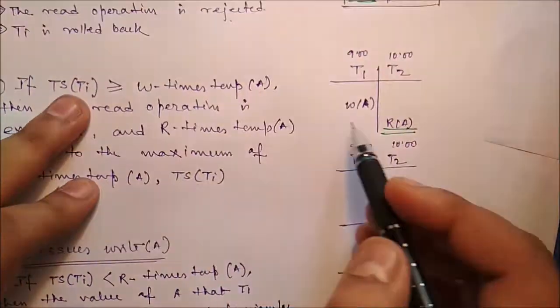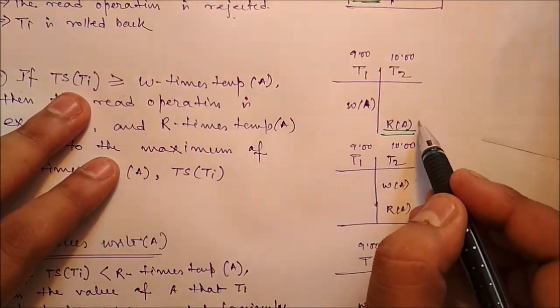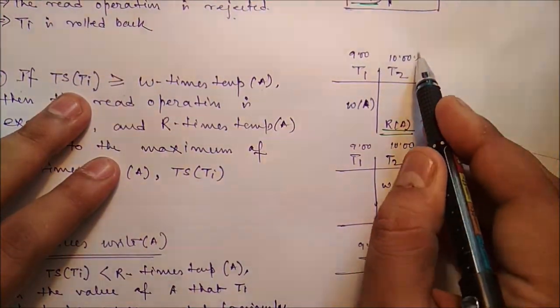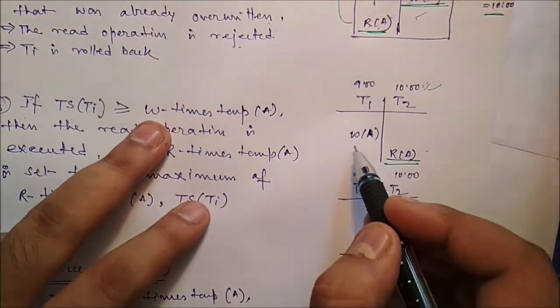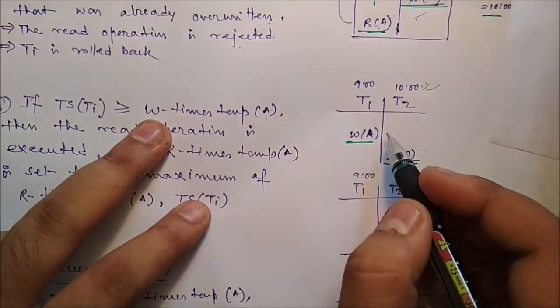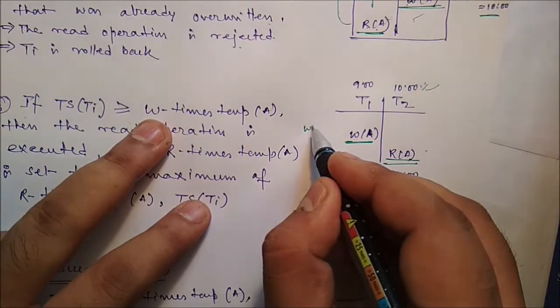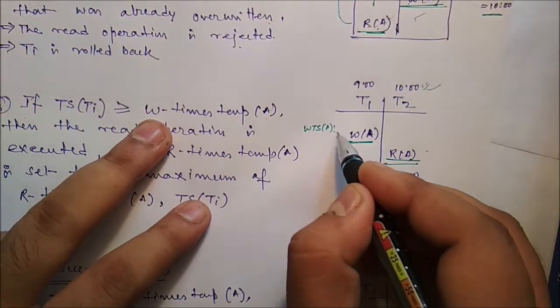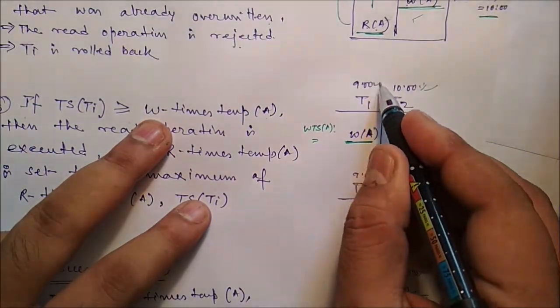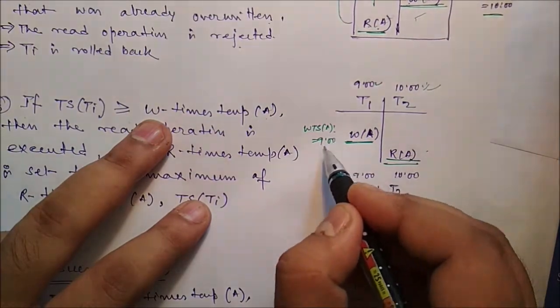Now here the TS(Ti) is what? It is 10 AM. And the successful write operation is what? This is the successful write operation. So that means the W-timestamp for variable A is the same as this, so it is 9.